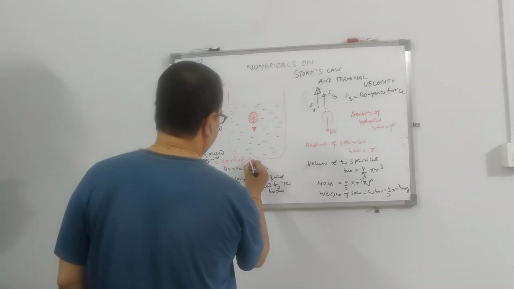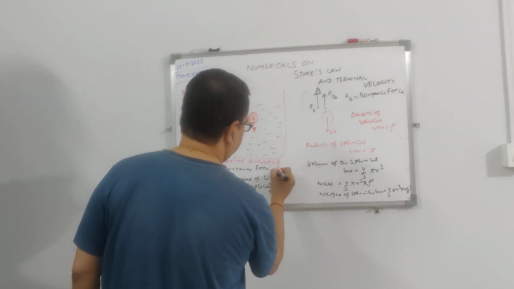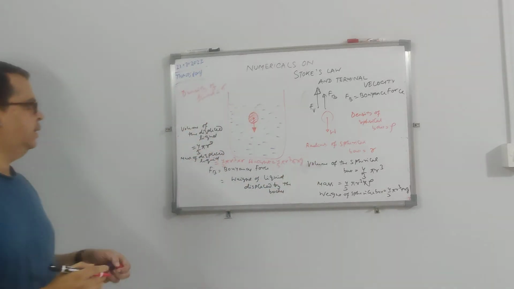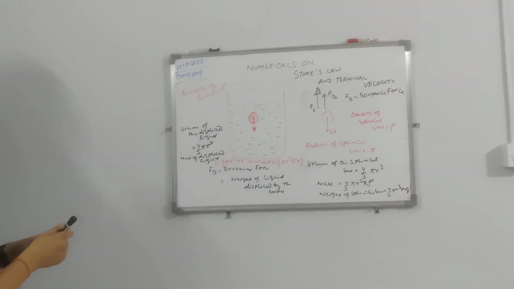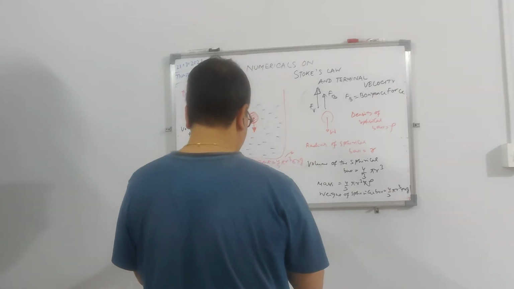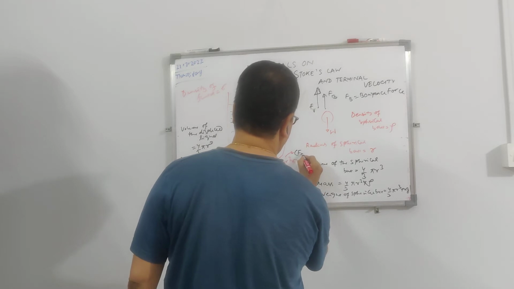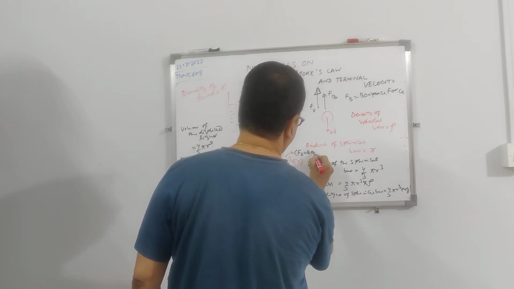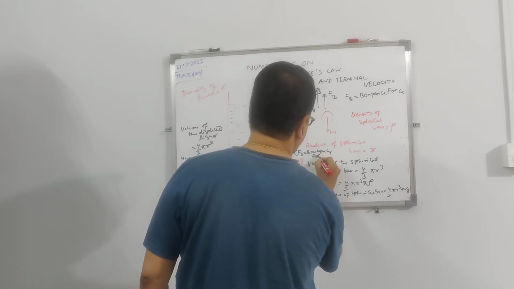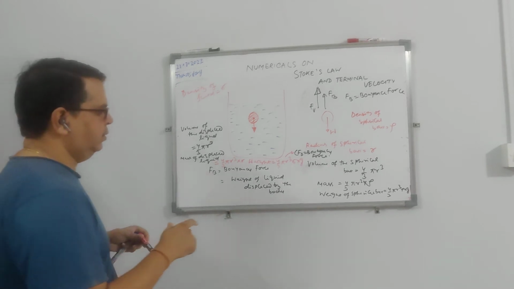Then the weight will be 4 by 3 pi r cube sigma into g. So this value is your buoyancy force, this is your FB. Clear?